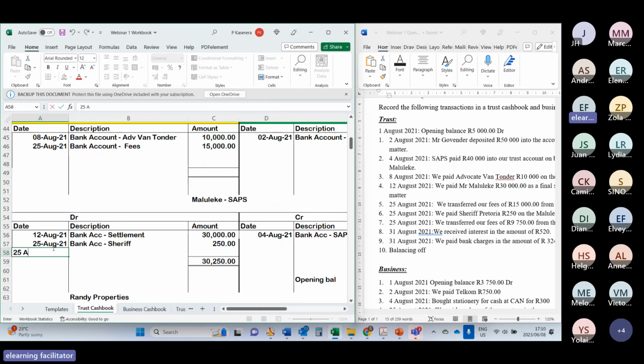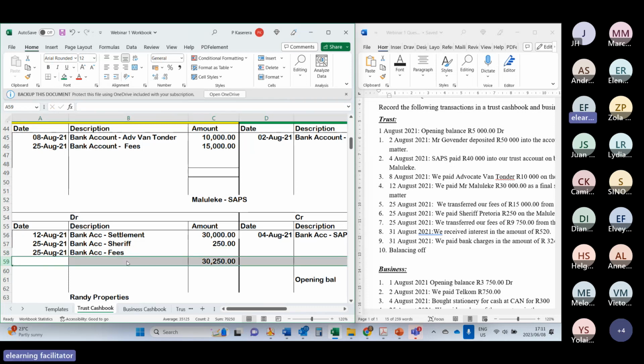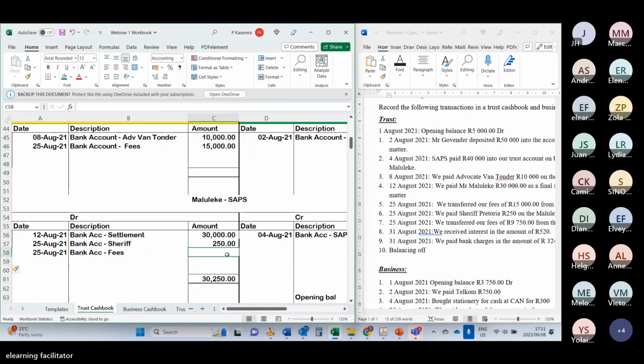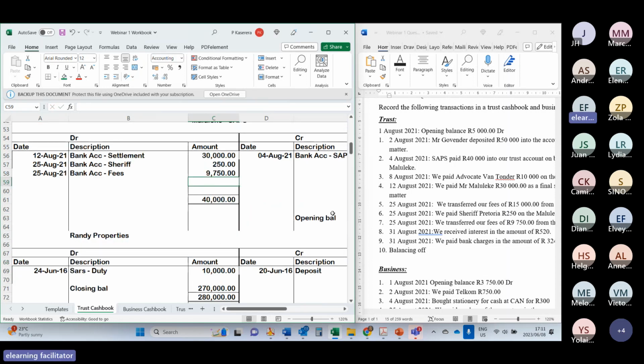So we go to the specific client matter. That's where we then record the double entry. Okay, I'm just going to enlarge our ledger account. Okay, 9750. Okay, and then the next transaction.